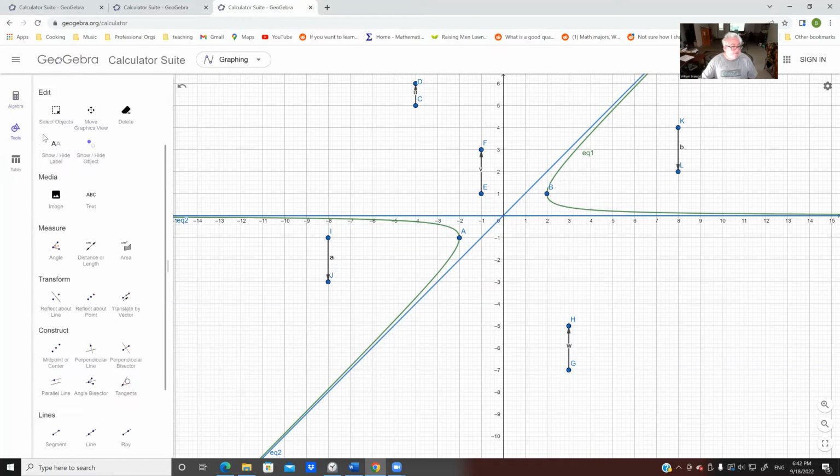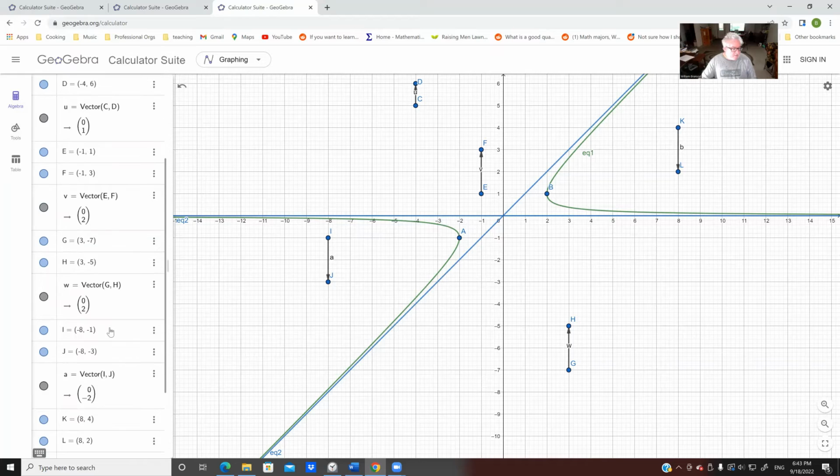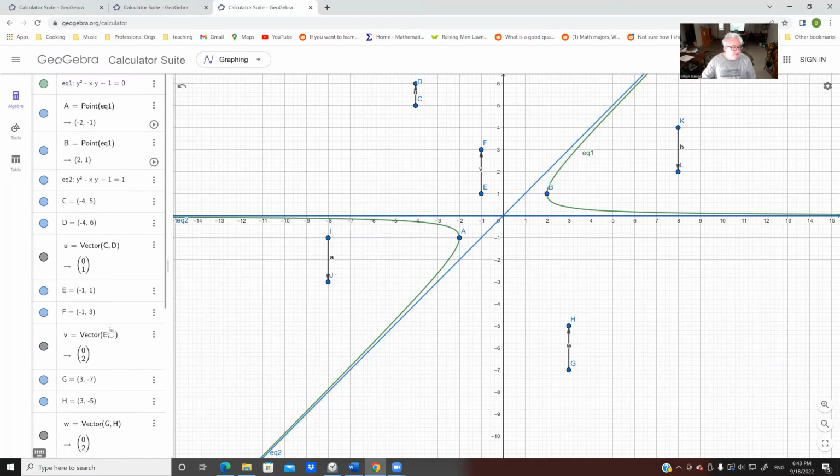Oh, and to get away from this, so there's a bifurcation diagram. We want to hide one of these things. Vectors, there it is. So there's a bifurcation diagram. So they're pretty easy to build with GeoGebra.